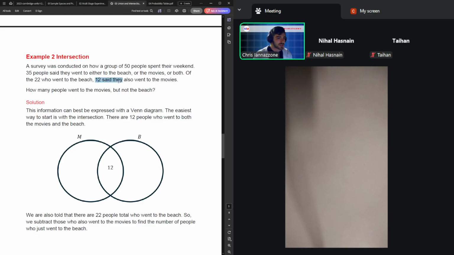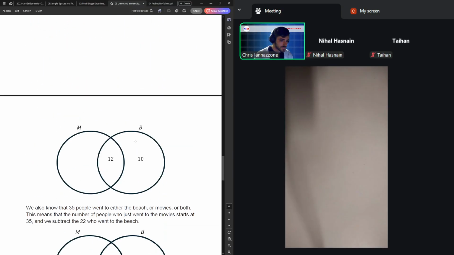So for instance, we started with this 12 here. Well, there's a further 22, or it's part of a subset of, or I guess a macro set, whatever you would call that. This is the subset of that. Point being, there's a further 10 people who just went to the beach, but not the movies, right? Because this 12 belongs to this 22. Which is why when we go to our beach section here, beach excluding movies is going to be 10.